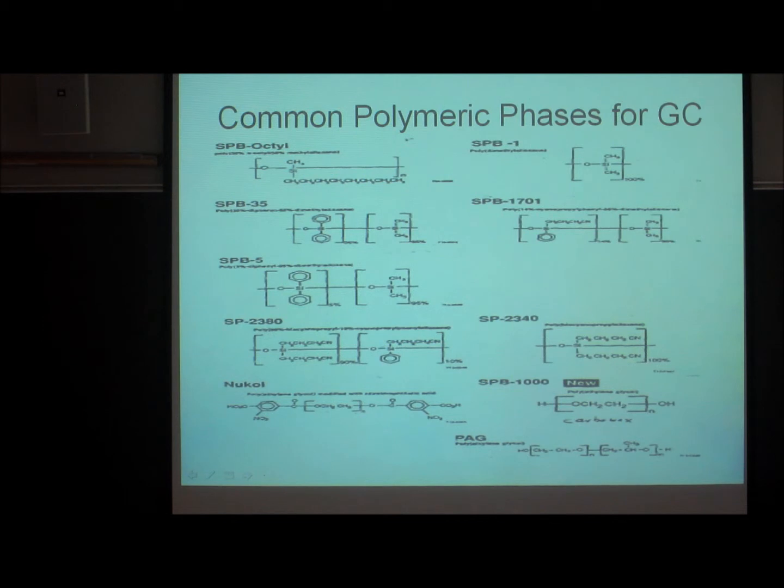Here's a page out of a catalog. I don't really remember whose catalog it is. But let's look at SPD-1. The polymer is a polymer of dimethyl siloxane. So the repeat unit is O-Si(CH3)2. No one says polydimethyl siloxane. That's PDMS. You say it as fast as you can. PDMS.